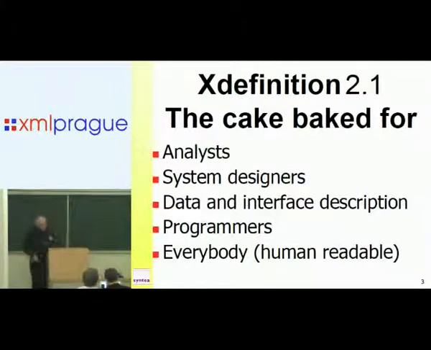What the XDefinitions are, what kind of cake it is. It is a cake which is hopefully for analysts, for system designers, for description, and I think a very readable one, description of data interfaces. And because I am a programmer, I wrote it, in fact, for myself. So it's also for programmers. And by the way, it's a very special way of programming, because you can put the code inside of the object on the place where the data are present. And finally, it is very readable for everybody.